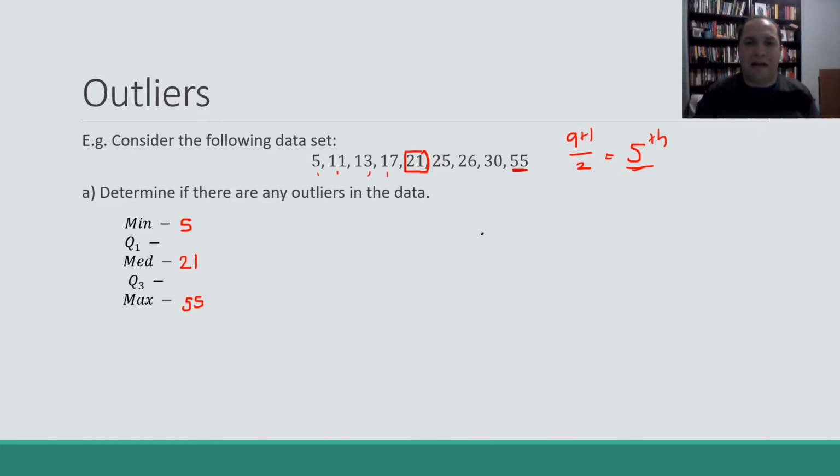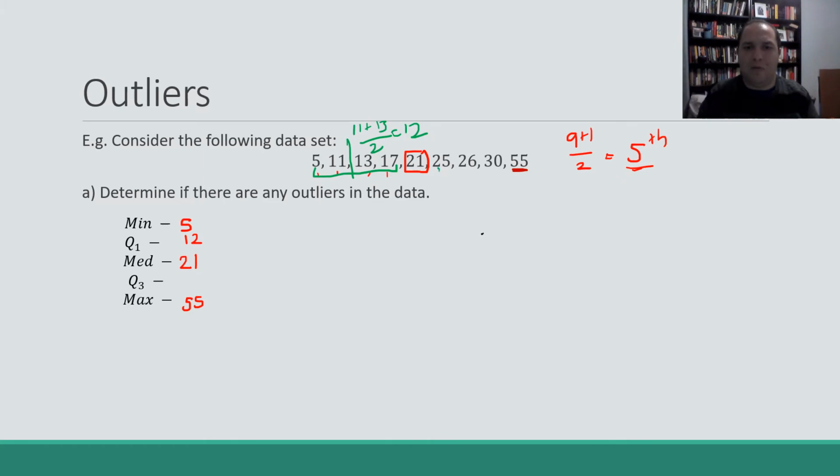Now looking at our lower half, we don't count the 21, because that median is an actual score in the data set. We need to find the median of these 4 numbers, so that'll be smack bang in between 11 and 13. So the average of 11 and 13 is just going to be 12. And halfway between 11 and 13 is 12, so that's our first quartile.